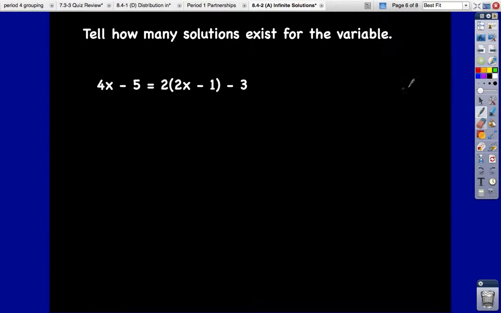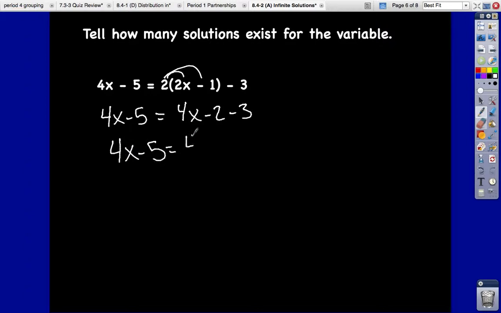All right, let's do one more real quick. So I'm going to change my color here. So again, I'm going to combine like terms. I have 4x minus 5. I can't combine any of those terms on the left-hand side. I'm going to distribute this, so 4x minus 2 minus 3, because I distributed 2 to both terms here, right? We learned about that already. So 4x minus 5 equals, now I'm going to combine terms, 4x minus 5. So immediately, because you have the same thing on both sides of the equal sign, you say infinite solutions exist.